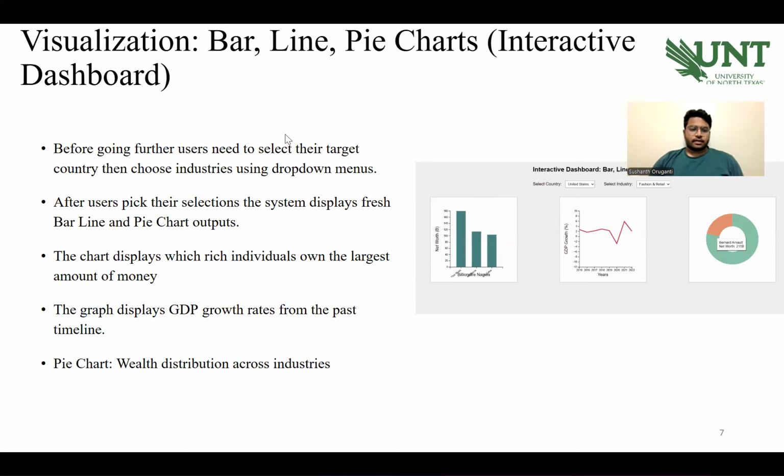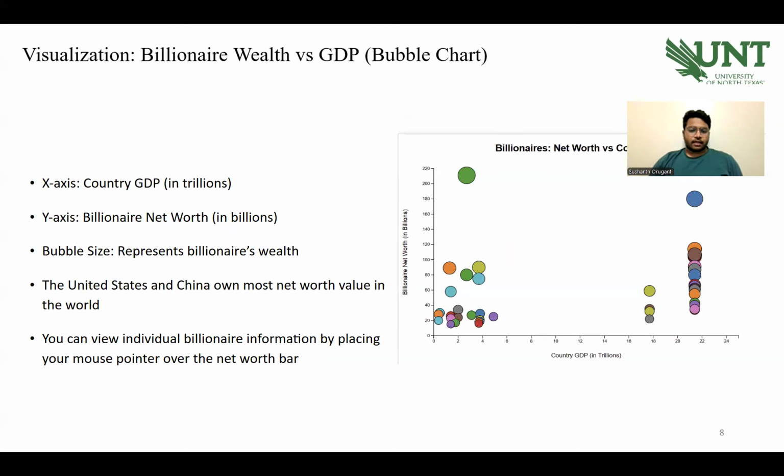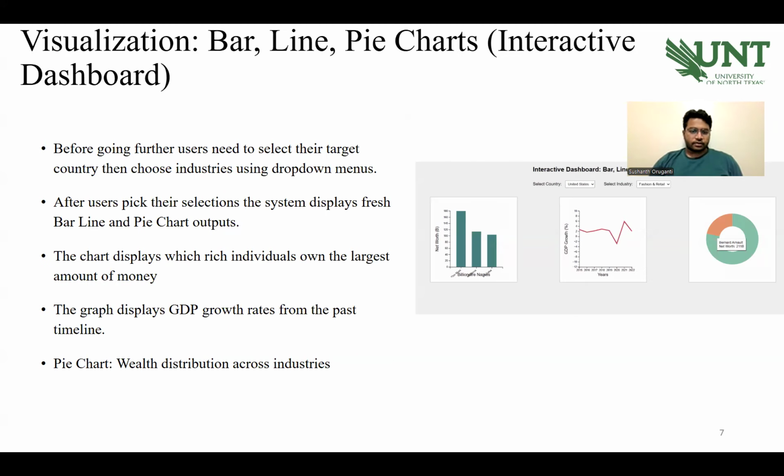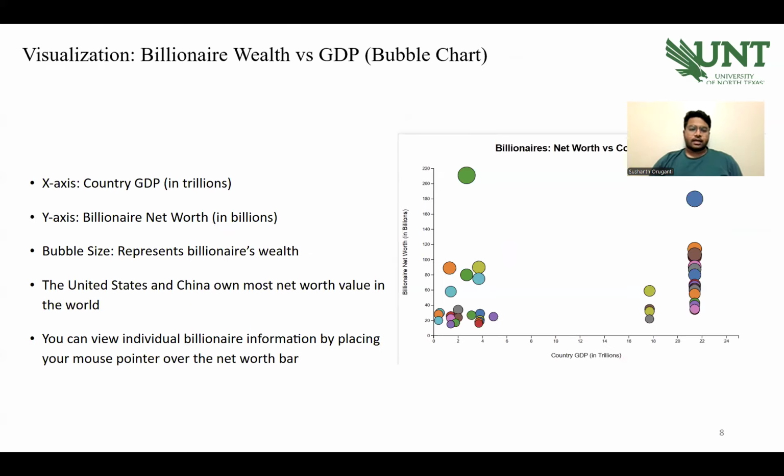First, users interact with drop-downs to select their country and industry of interest. Based on their selection, we dynamically generate bar charts, pie charts, and line graphs. For example, when selecting United States and technology, the bar chart shows the top 10 tech billionaires by net worth. The pie chart breaks down industry contribution to total billionaire net wealth, and the line graph tracks US GDP growth during the same period.